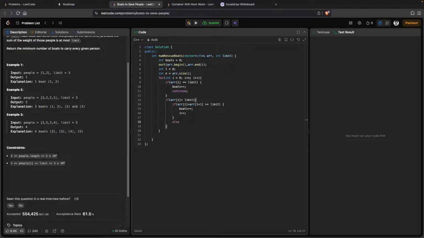Okay, and the else condition means if it is not greater than equal to, it means it is, oh no, it's less than equals to. Now if it is greater than equals to, that means you are only adding boats, but in that case no increment of the ith value, I guess.